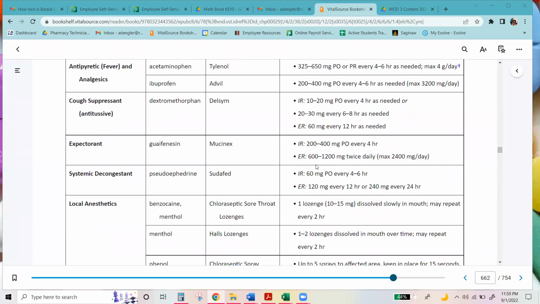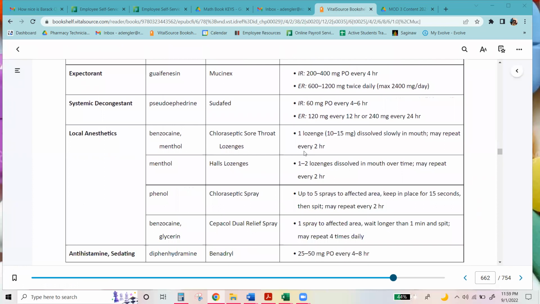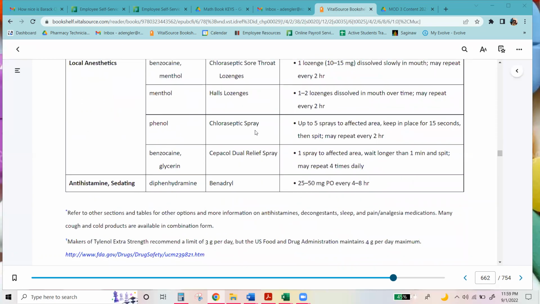Local anesthetics for cough and colds include the Chloraseptic sore throat lozenges. They have benzocaine in them, so they help really well with sore throats. You'll hear pharmacists recommend those quite a bit. There's still the Chloraseptic spray, Halls lozenges, so just regular cough drops, Cepacol dual relief spray. And then for the sedating antihistamines, we have diphenhydramine, which is Benadryl.